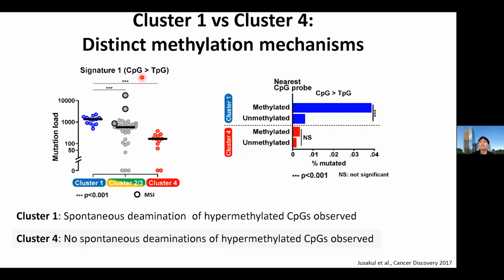So the question that we have is whether the hypermethylated cytosines in the island of cluster 1 are substrates for signature 1 mutations. So we integrated where the DNA is mutated with the methylation status, and indeed we found that the cytosine in these TpG islands are spontaneously deaminated for cluster 1 tumors. So for cluster 4 tumors, there are also a high number of hypermethylated cytosines, but these cytosines are not spontaneously deaminated into TpGs.